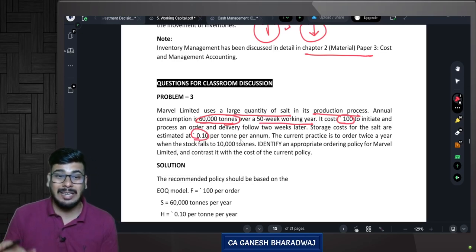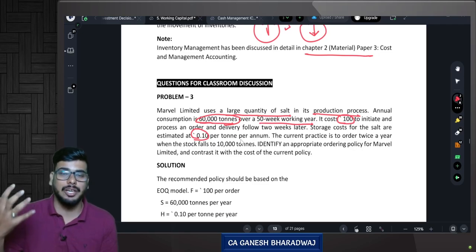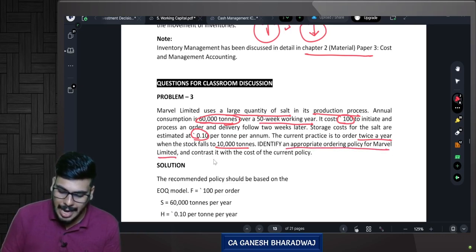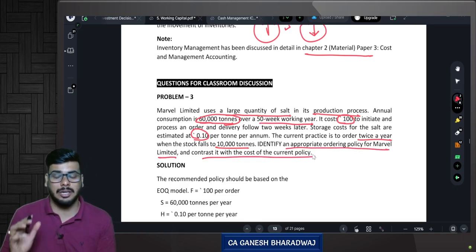Storage costs for the salt are estimated at 0.1 rupees per ton per annum. So this is basically your carrying cost, the cost of holding it, holding cost or carrying cost, right? The current practice is to order twice a year when the stock falls to 10,000 tons. Identify an appropriate ordering policy for Marvel Limited and contrast it with the cost of the current policy.